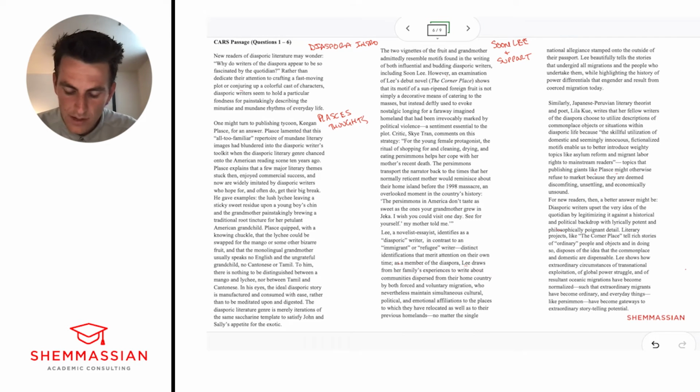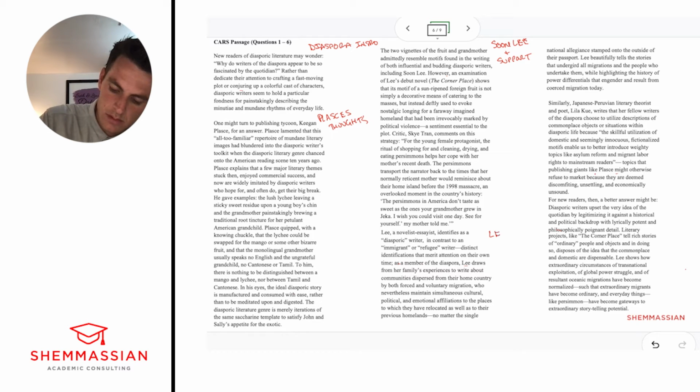No matter the single national allegiance stamped on the outside of their passport, Lee beautifully tells the stories that undergird all migrations and the people who undertake them, while highlighting the history of power differentials that engender and result from coerced migration today. Okay, so I'm just going to put Lee, writing type. So I know that they're talking about how he writes.